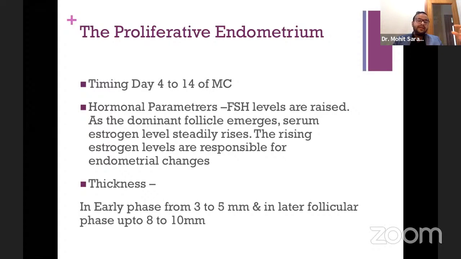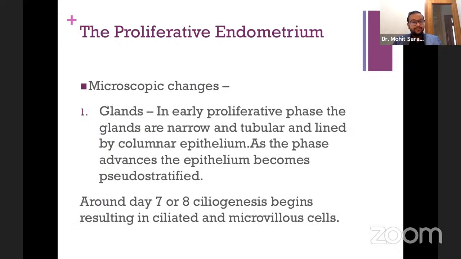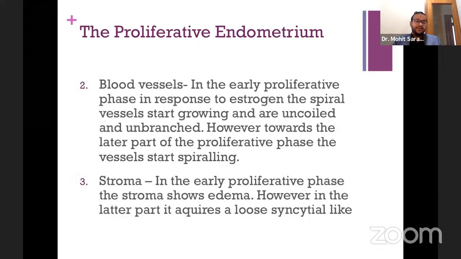As we all know, the ET at this phase, in the early phase, is around 3 to 5 millimeters, and in the later phase, it can be about 8 to 10 millimeters as well. Microscopically, the glands start undergoing proliferation at this stage, and at this point, they're narrow and tubular and lined by columnar epithelium. As the mitosis advances, it becomes pseudostratified, and around the 8th day, the epithelial cells start developing cilia, and they become ciliated microvillus cells.